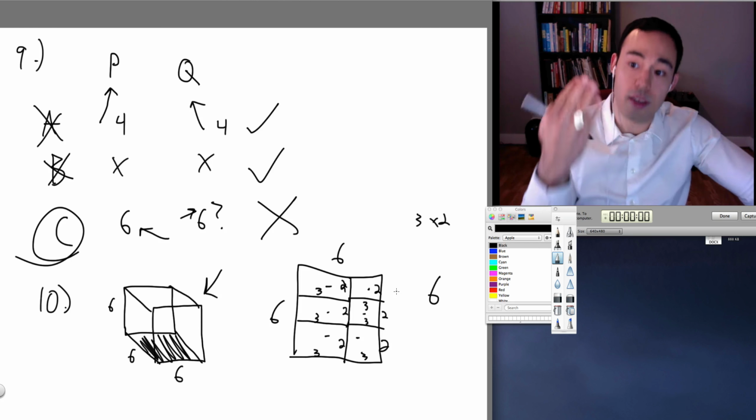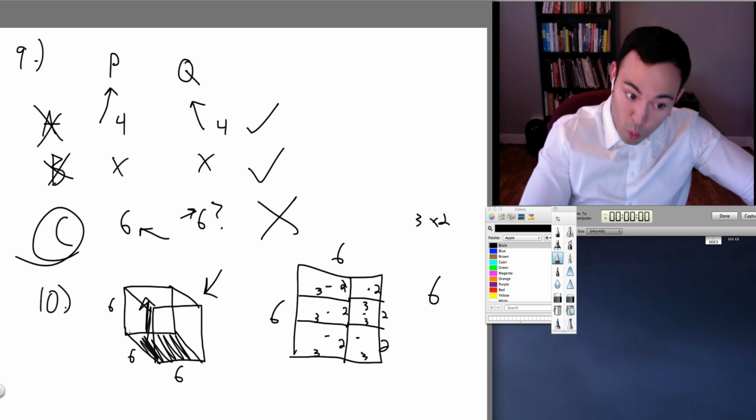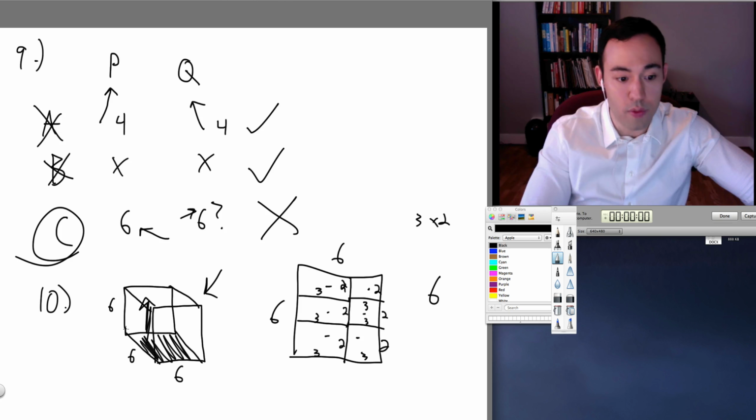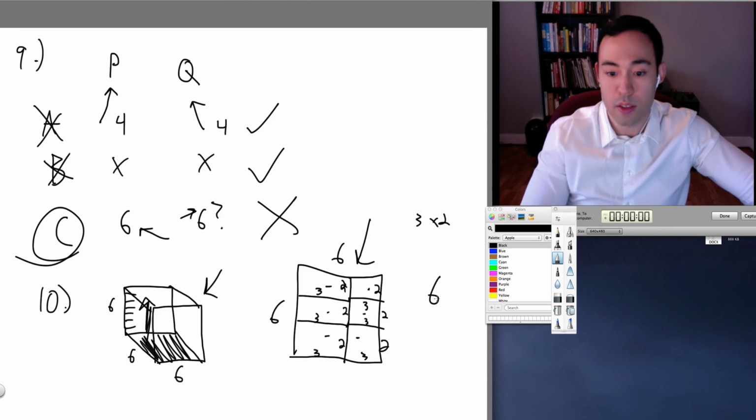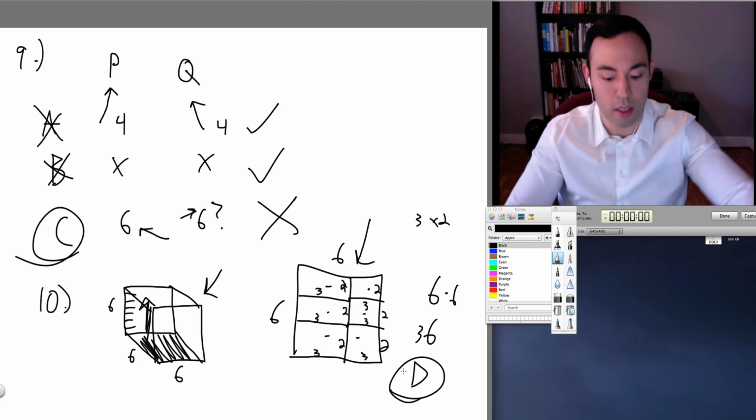Now let's project that up into 3 dimensions. It's 3 by 2 by 1. How many units of 1 fit in 6? Well, 1, 2, 3, 4, 5, 6. So there are 6 layers of this. So what's 6 times 6? It's 36. And then the answer is D.